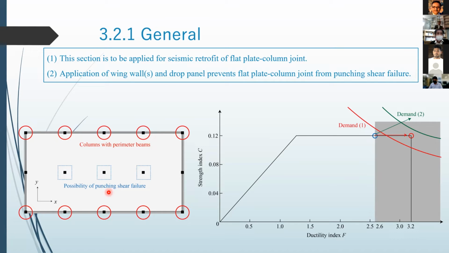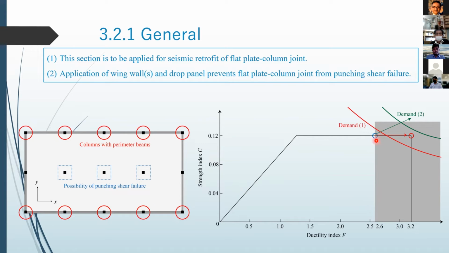These columns have the possibility of punching shear failure. This figure shows the relationship between strength index C and ductility index F. The black line indicates the performance curve of the structure. But this structure has the possibility of punching shear failure, so the upper limit of F, 2.6, is applied.